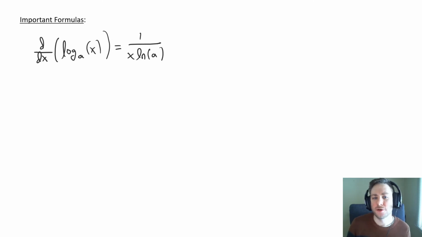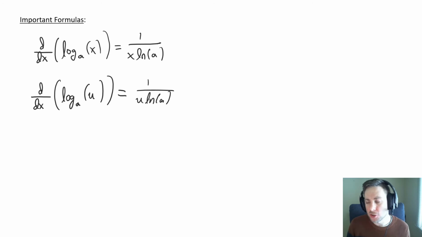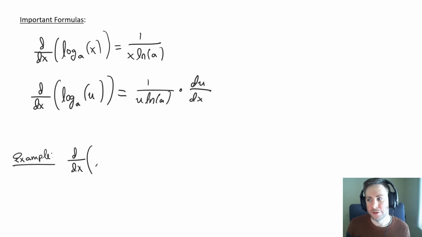As soon as we know how to take the derivative of log of x, we also know how to take the derivative of log of u, where u represents something more than just an x. According to the chain rule, that would just be 1 over u ln a multiplied by the derivative of u, whatever that is. Let's, for example, see if we can calculate the derivative of log base 2 of sine x.